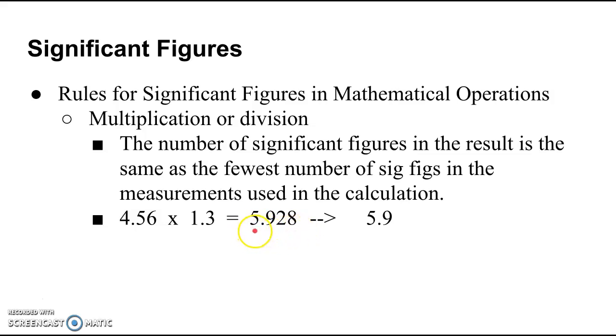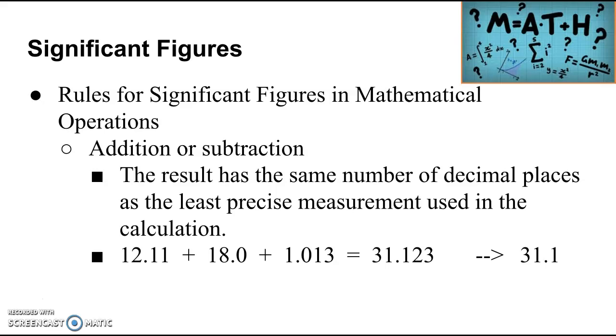So 5 is the first one, 9 is the second one. That's your second sig fig, so we have to round off at this point. You look at the next digit, that's a 2, so you're going to round it down. You're going to keep it at 9. It ends up being rounded off to 5.9. That only has 2 significant figures. Again, you always look at the numbers that you multiply, which one has the least number of sig figs, and that's how many sig figs you want in your answer. That goes for multiplication and division.